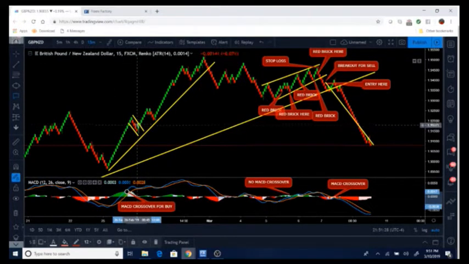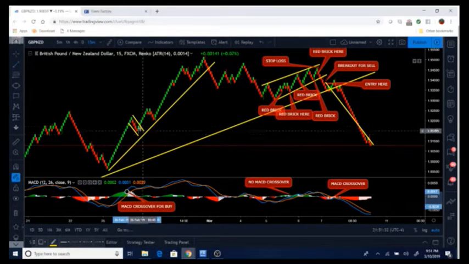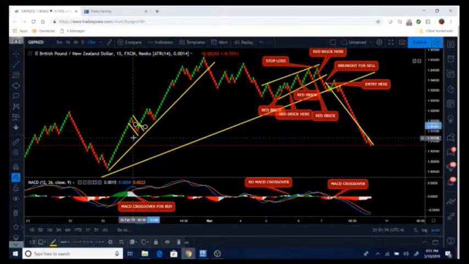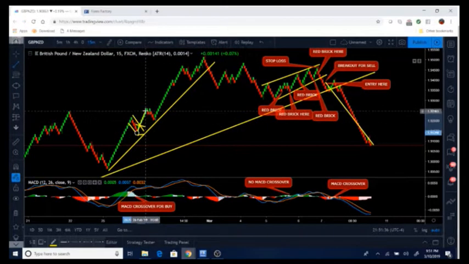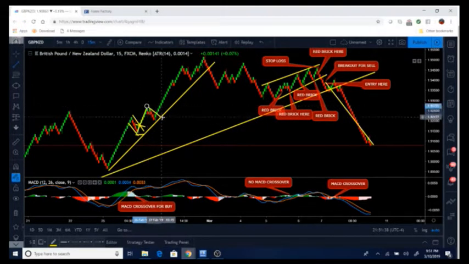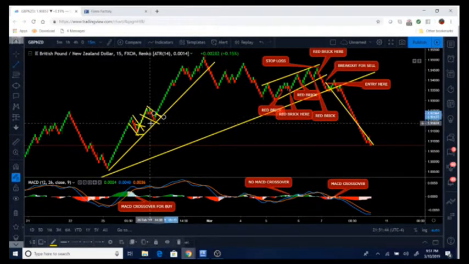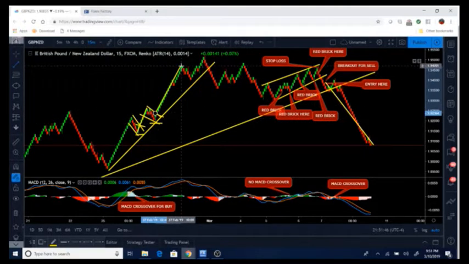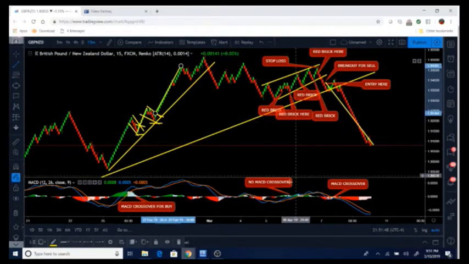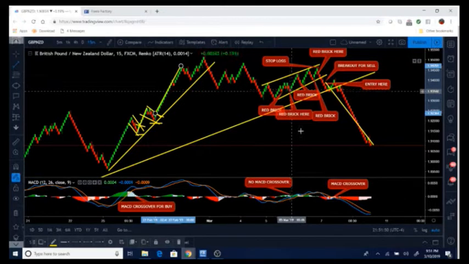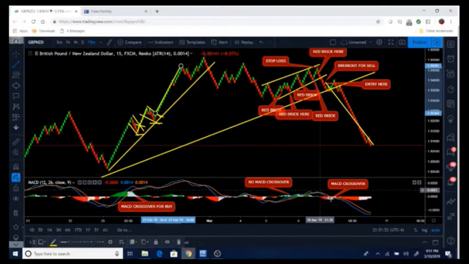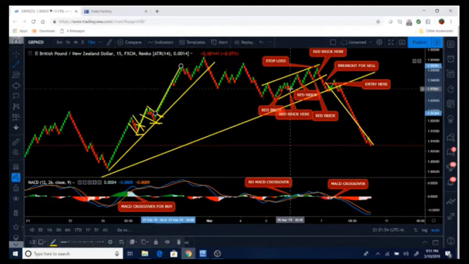So all I have to do is wait for a green brick to form. So green brick form here, stop loss here, uptrend there. Wait for another bullish flag. I'm above my histogram. All I got to do is wait for a green brick here, stop loss here, buy. I could not sell here. I couldn't sell these because I was not below the histogram. So I do not sell these.